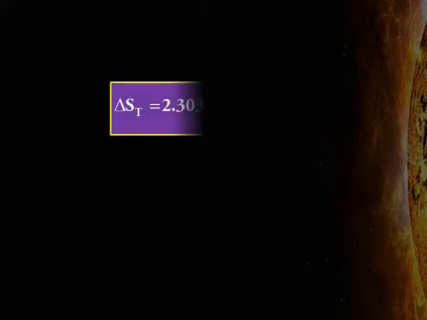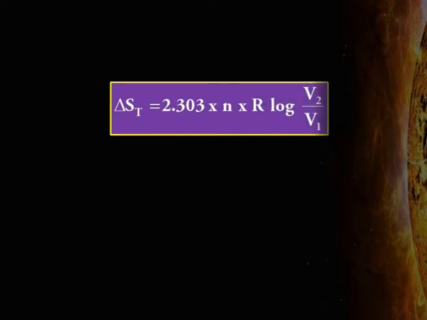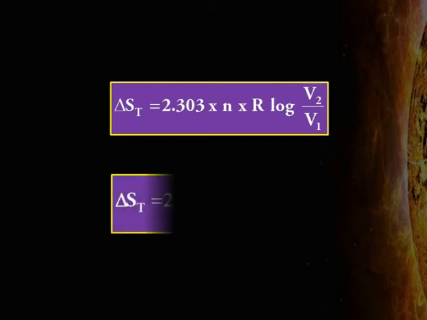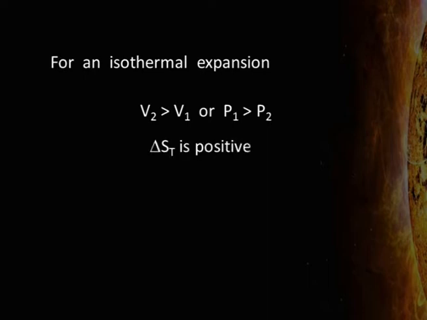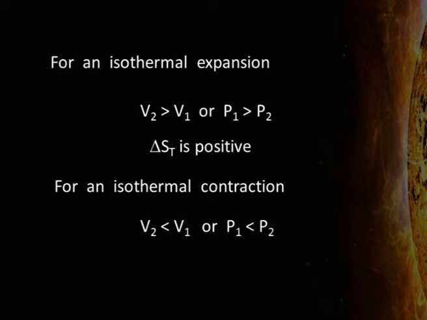delta S at constant temperature equal to 2.303 nR log of V2 divided by V1 and delta S at constant temperature equal to 2.303 nR log P1 divided by P2. For isothermal expansion, V2 is greater than V1 or P1 is greater than P2. Therefore, delta S at constant temperature is positive. But for isothermal compression or contraction, V2 is less than V1 or P1 is less than P2. Therefore, delta S at constant temperature is negative.